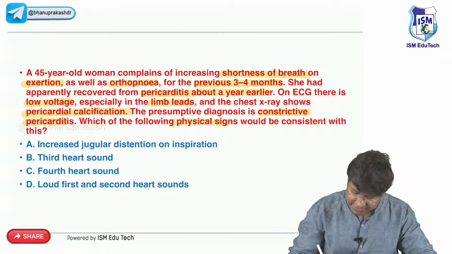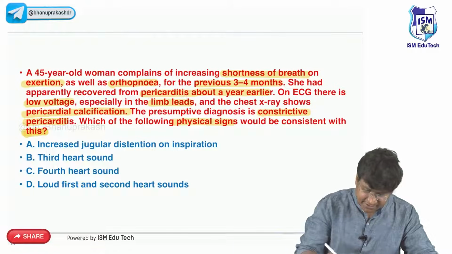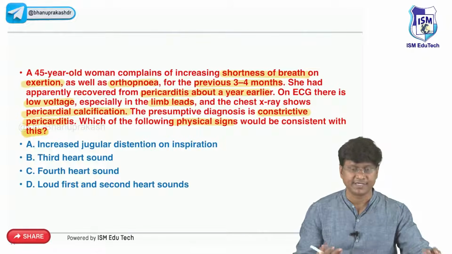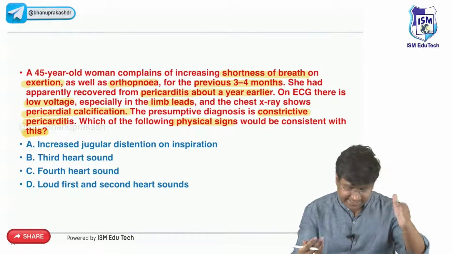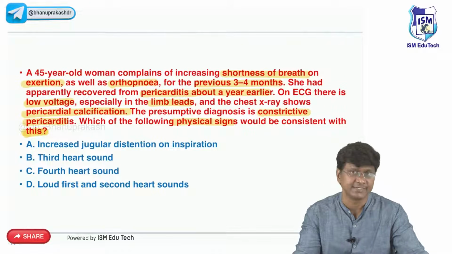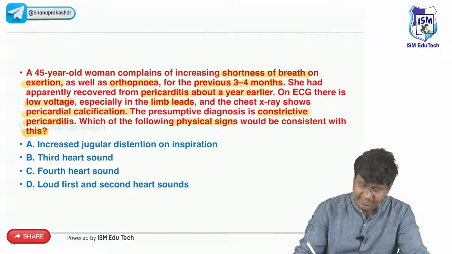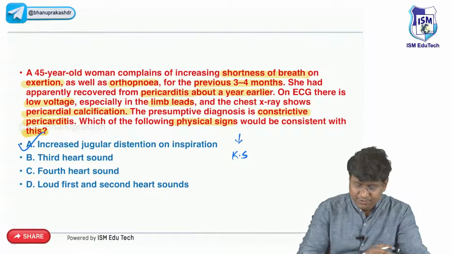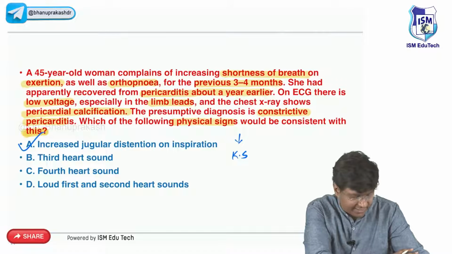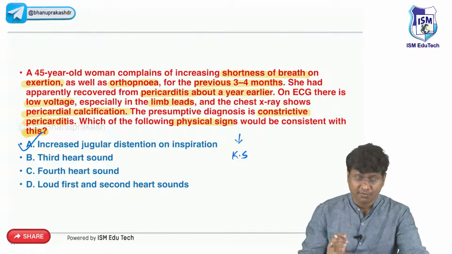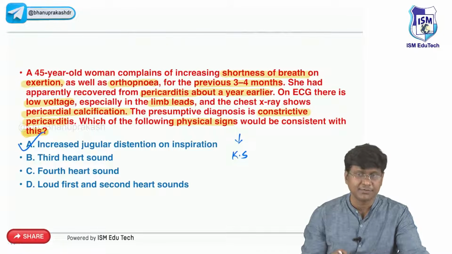Which of the following physical signs would be consistent with this particular condition, right? So definitely, what is this suggestive of? The options are increased jugular distension on inspiration, third heart sound, fourth heart sound, loud first and second heart sound. Remember, in constrictive pericarditis you have the presence of the Kussmaul sign, which is nothing but increased jugular distension on inspiration. So the answer is A.